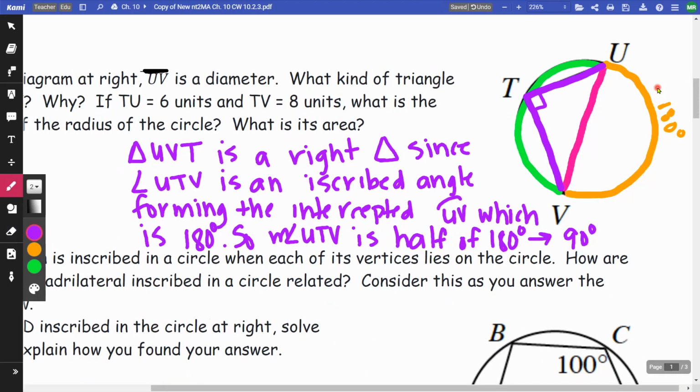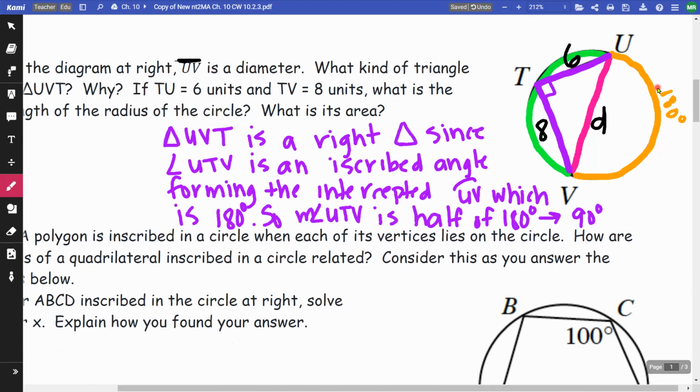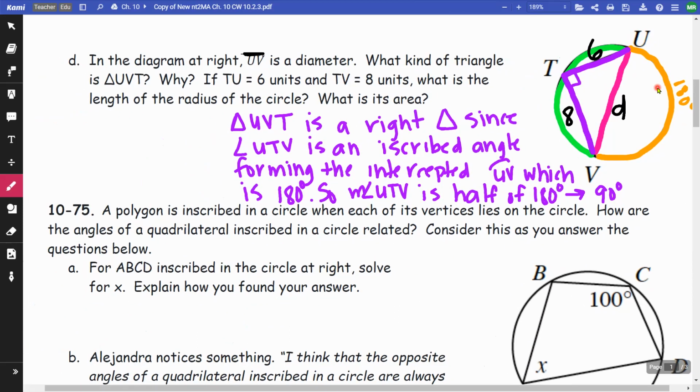Now, since we know this is a right triangle, what that allows us to do is use Pythagorean. So if I know that this is 6 and this is 8, and we're trying to find this diameter, some of us might recognize this as a 3, 4, 5 and understand that D is going to be 10 due to similar triangles. However, you can do 6 squared plus 8 squared equals D squared. We get 100 is equal to D squared. So D is going to be 10.